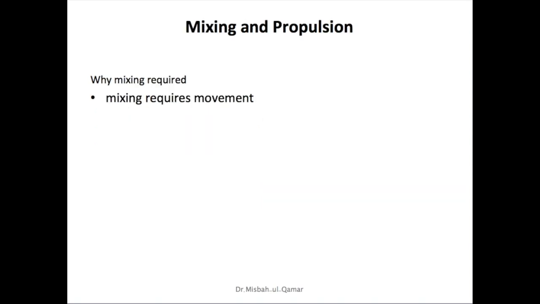The next task is mixing and propulsion of food in the stomach. But why is this mixing required? Because the digestive juices secreted by gastric glands must be mixed with food to form semi-fluid chyme. Gastric glands are present in almost the entire wall of the body of the stomach except along the lesser curvature. Now, secretions come immediately into contact with the portion of stored food lying against the mucosal surface, but mixing requires movement.